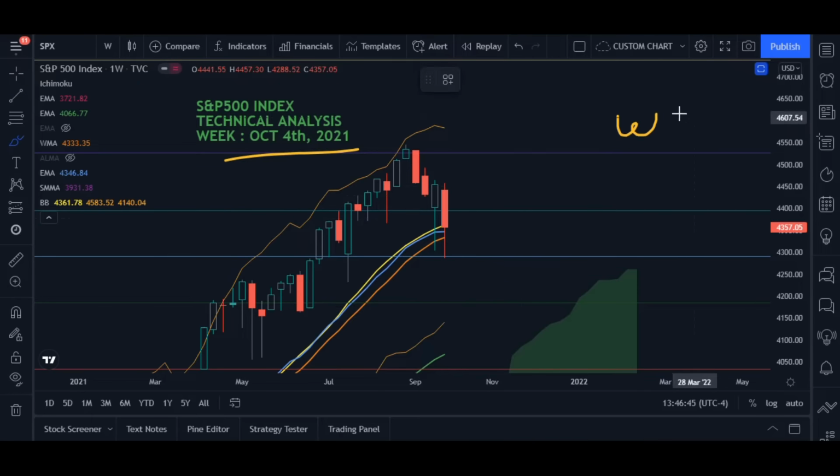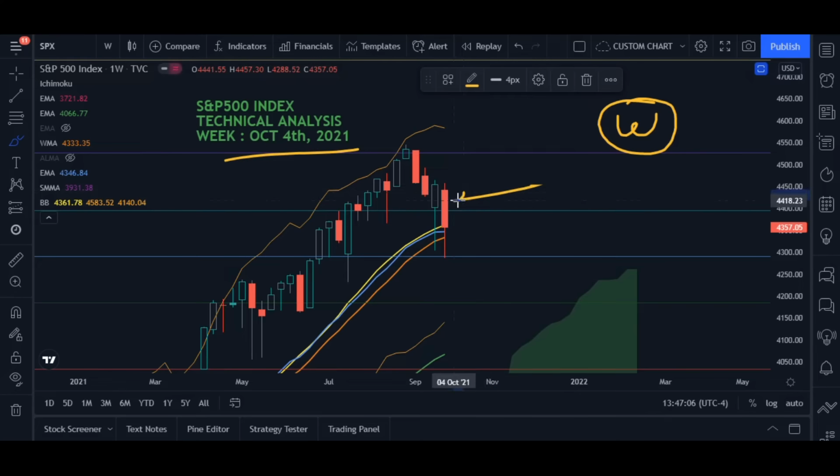Now the technical analysis. First I'm going to do the weekly analysis, the technical analysis of the S&P 500 on the weekly chart. So this is the weekly chart, and these are the weekly candles, not hourly candles, not daily candles. These are the weekly candles.